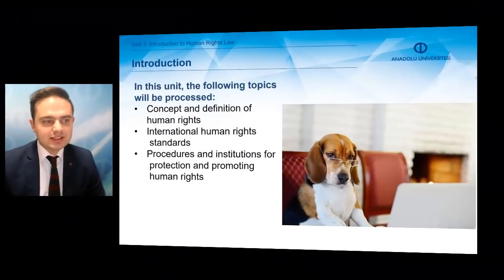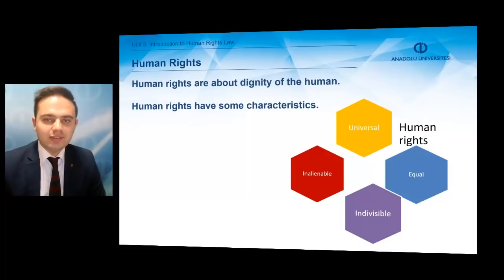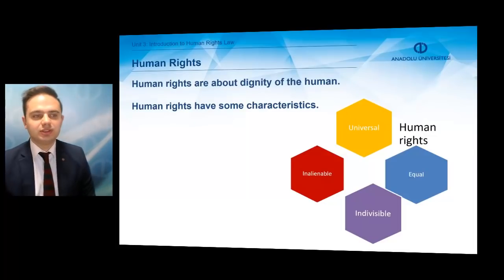Today, we are going to have a look at the Introduction to Law book and Chapter 3, Introduction to Human Rights Law. In this chapter, we will see the concept and definition of human rights, international human rights standards, and procedures and institutions for protecting and promoting human rights. Okay, if you are ready, we will begin with the human rights definition.